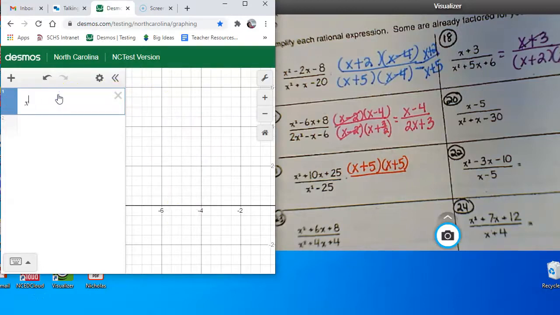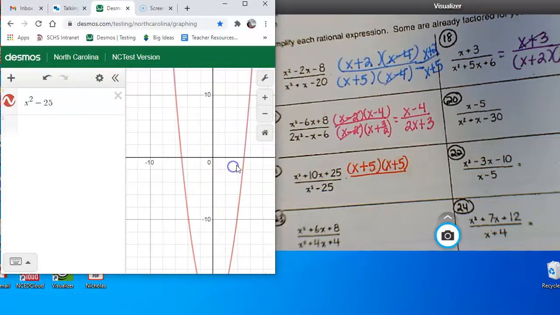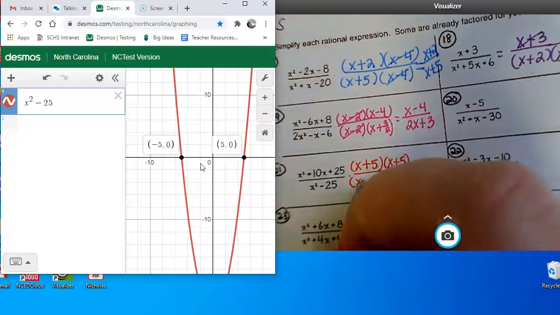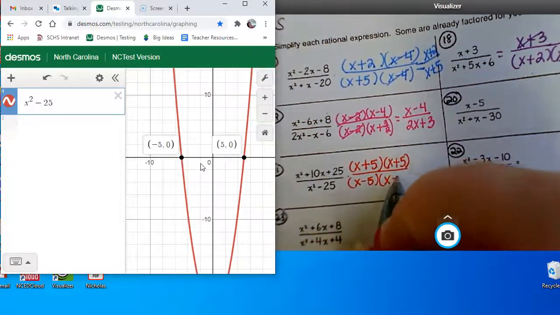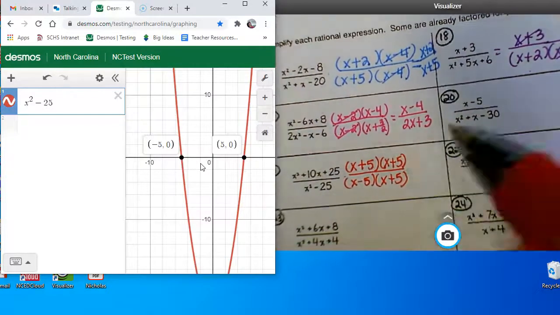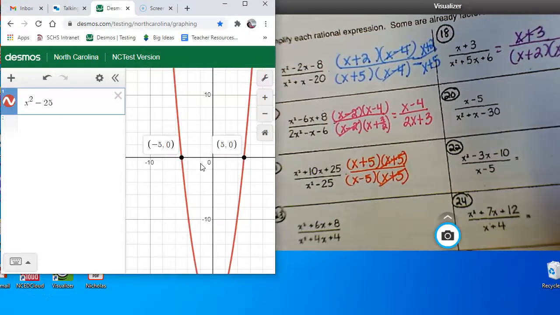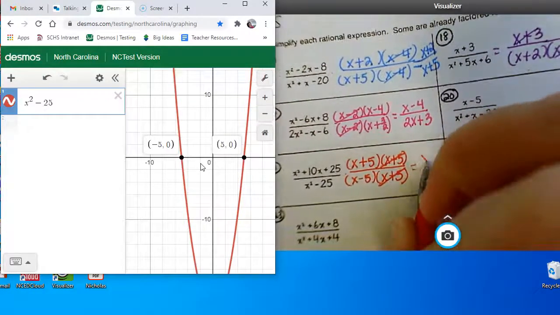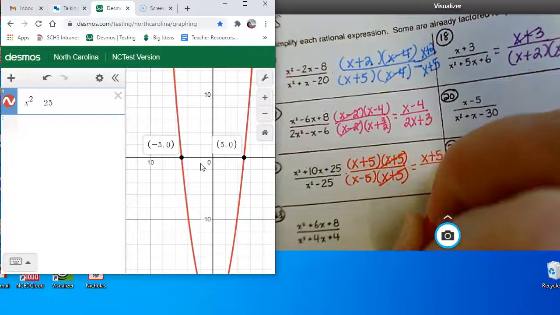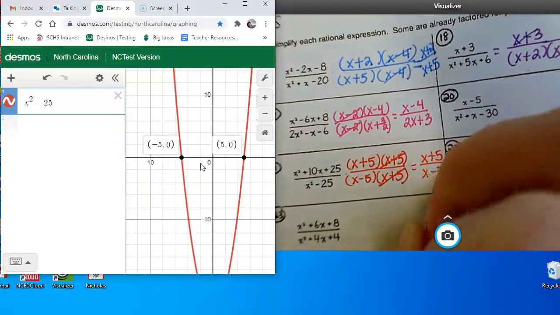Alright, and then we can put the bottom in there. Find those factors, or the zeros, 5 and -5. So that means that we have an x minus 5 and an x plus 5. And what that really means is one of these x plus 5's will go away. And so you're left with x plus 5 on the top and x minus 5 on the bottom.